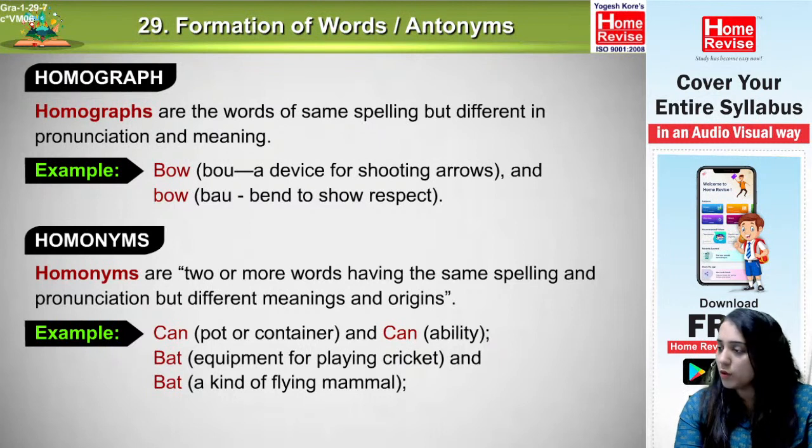All of these are wrong. These are all homophones. Give me some examples. Come on, fast.